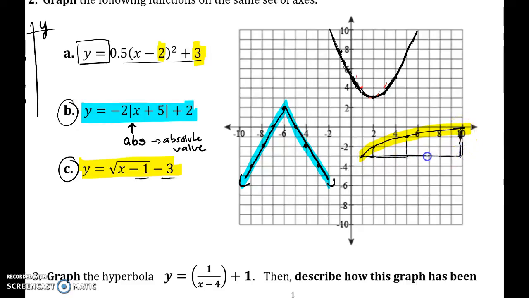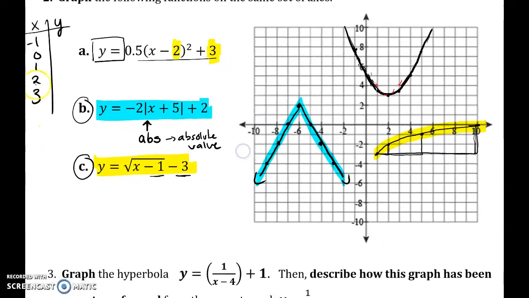Again, another option would be to enter this function into the calculator, pull up your table. You can maybe even copy your table down onto this assessment like we did up there, and then graph those points.